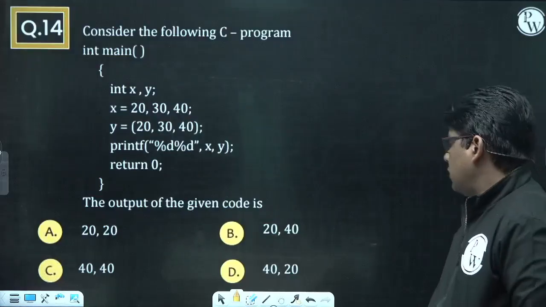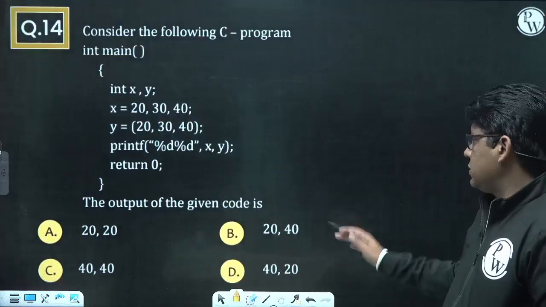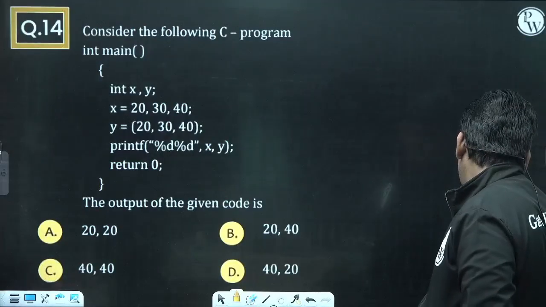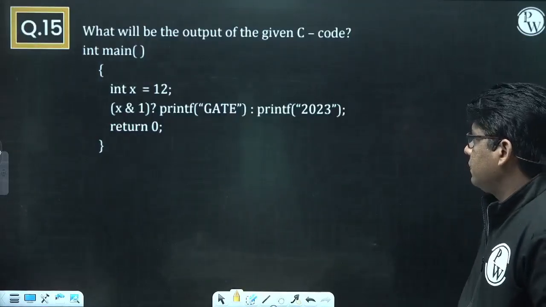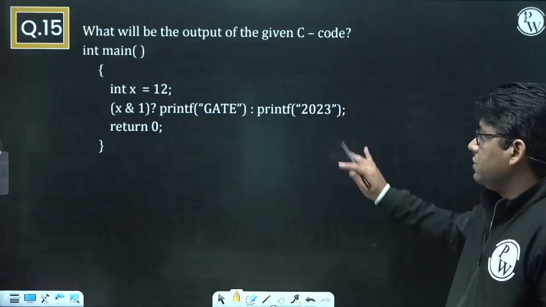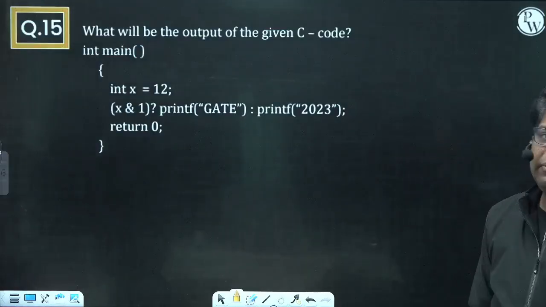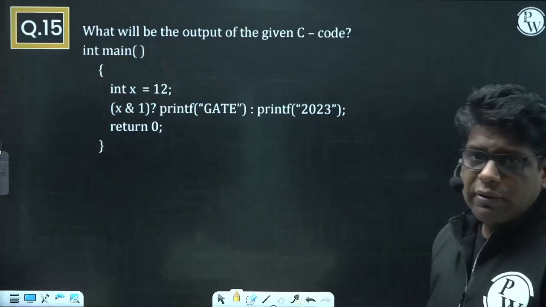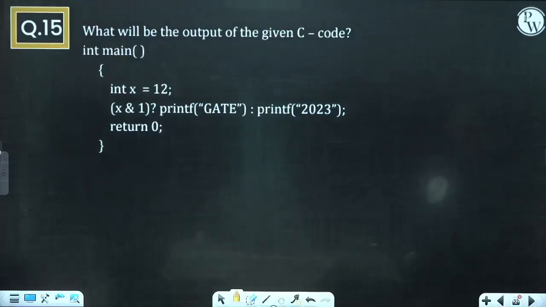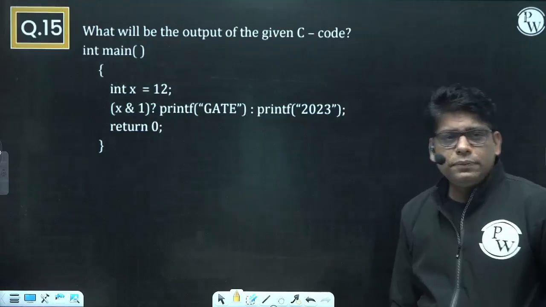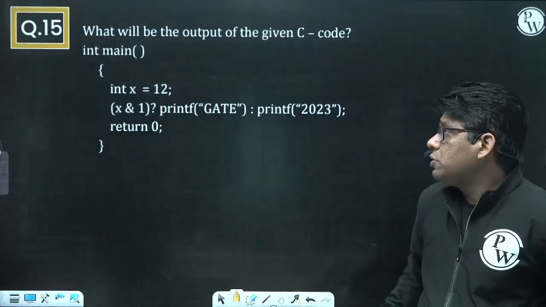Sir, before this, you need to understand the comma operator. I will discuss the comma operator in the last lectures. Understand this. Now tell me the result of question number 15.